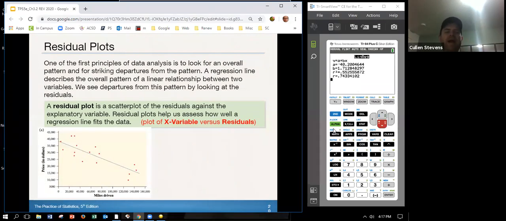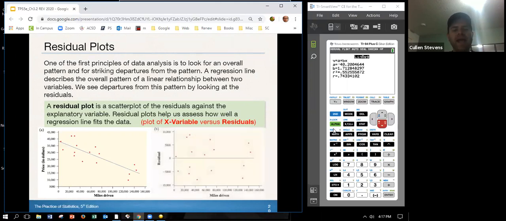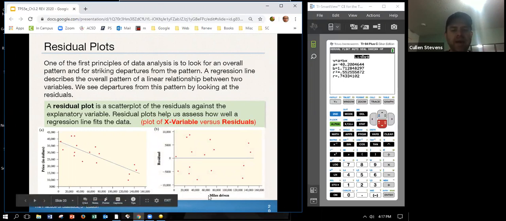So here's what we have, back to the truck example. This is what we have as miles driven, right? So this is normally what we have. This is the X, miles driven, and the Y, price in dollars. But what we can do here is, here we have an actual residual plot. So what this has done is we still have our explanatory miles driven, but what we've done is we've done the residuals here.